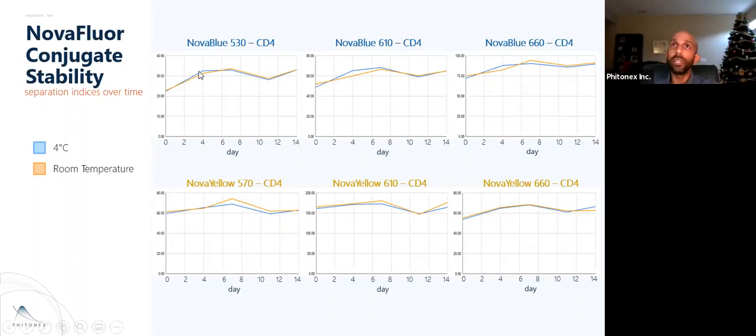All right, so for our stability, this is our Nova Blues and Nova Yellows conjugated to CD4, and the blue line represents 14 days at 4 degrees C, and our orange is 14 days at room temperature. So they just sat on a bench for 14 days. And then we looked at the separation indices over time, and we can see that there is basically nothing to see. There's no significant change in the separation indices. So it's very stable. Our NovaFluors are very stable, even at room temperature.